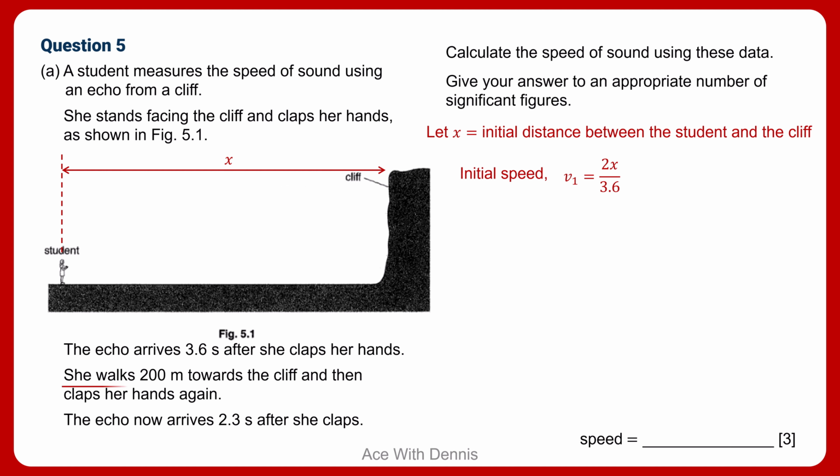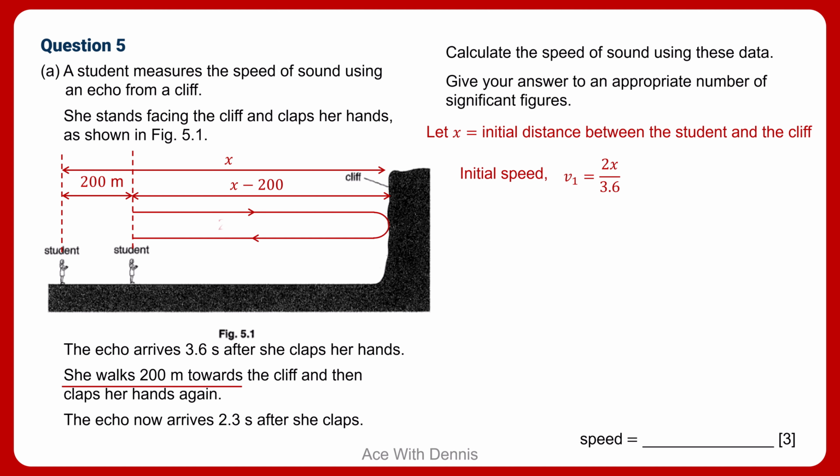Next, she walks 200 meters towards the cliff and claps her hand again. Alright, so here is the new position of the student after moving 200 meters forward. So this is the distance between the student and the cliff after she moved 200 meters ahead. And this is the total distance traveled by the sound after she claps her hand, which is 2 times (x minus 200). So the speed after moving, which we can label as v2, will equal 2 times (x minus 200) divided by the time 2.3 seconds.